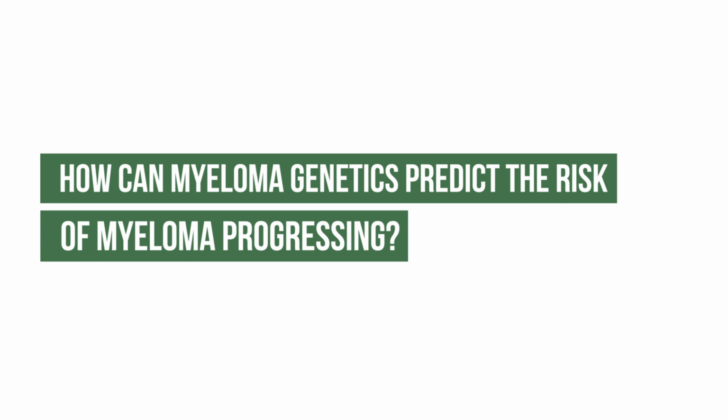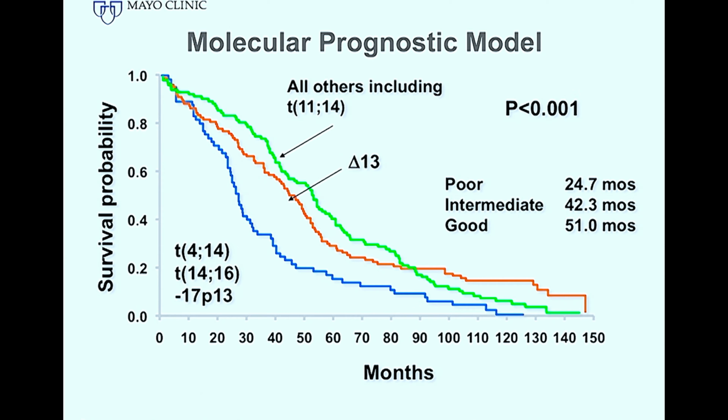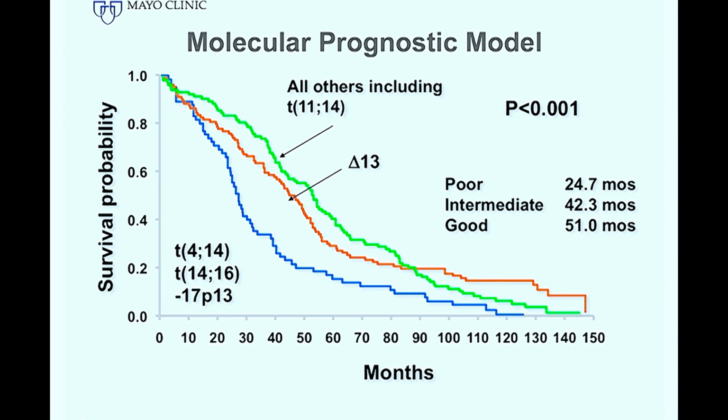How can myeloma genetics predict the risk of myeloma progressing? So I'll give you an example of how we're using this. This is a study we published almost 15 years ago now, where we looked at how we could create these different subtypes of myeloma. This is always something that is evolving. And we said, okay, if you have these markers, what is the likelihood that you're going to have events sooner?